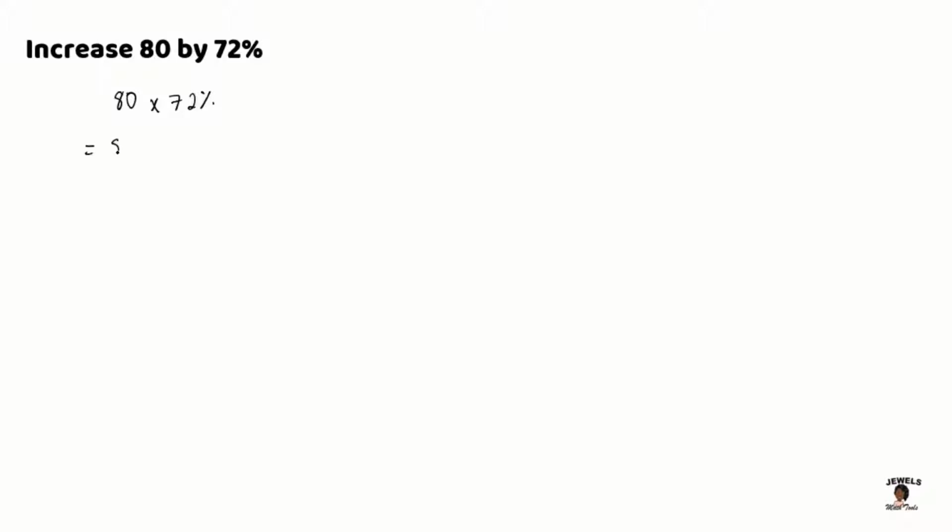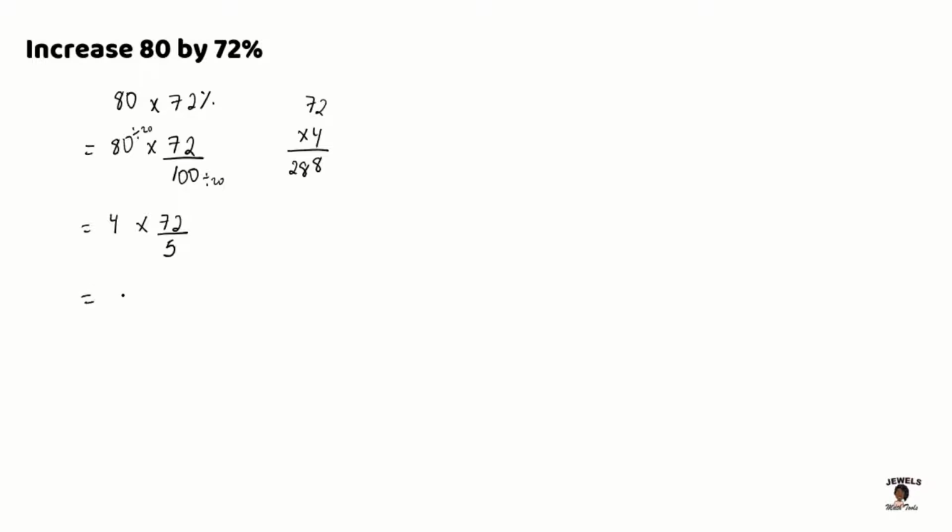And I'm going to change my 72% into its fraction form by writing it over 100. We're going to simplify at this point, so I'm going to be dividing both my 80 and my 100 by 20. So 80 divided by 20 will equal 4, and when 100 is divided by 20, that will equal 5. Now that I can't simplify my fractions any further, I'm going to multiply my 72 times 4. 4 times 2 is 8. 4 times 7 is 28.